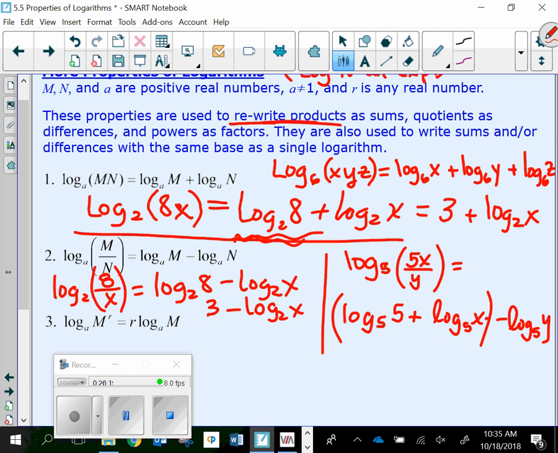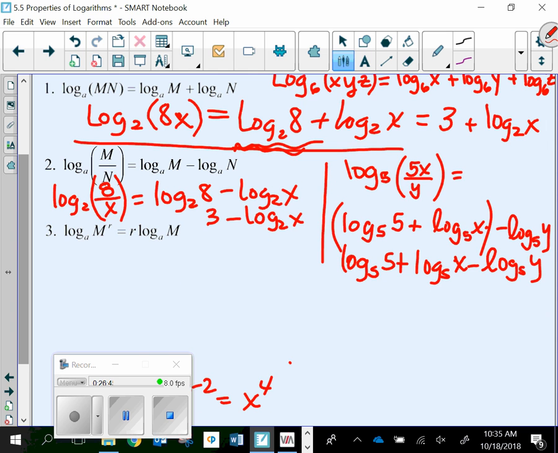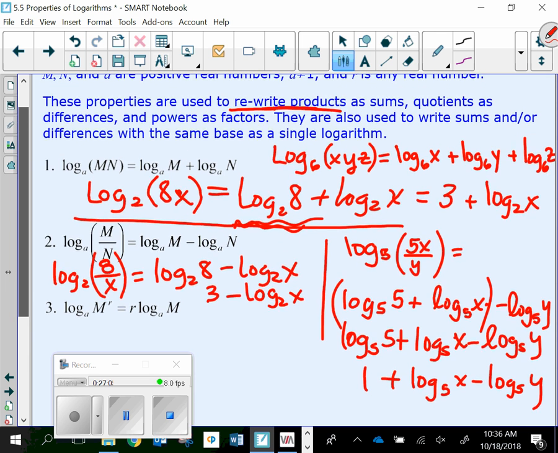Good job, Emily. Okay, 5 and x is multiplication, so we should add those. And then we're dividing by y, so we have to subtract that. I like that you said the parentheses because you're really multiplying. Remember, when you do that in that order, it's okay, left to right, so you're good. And yeah, this would become this.